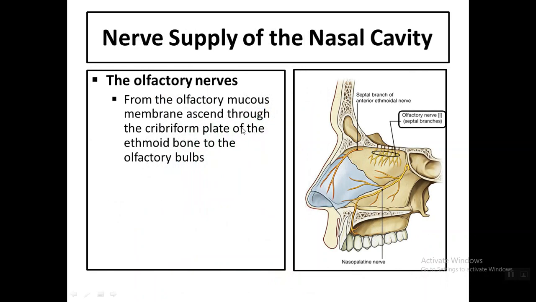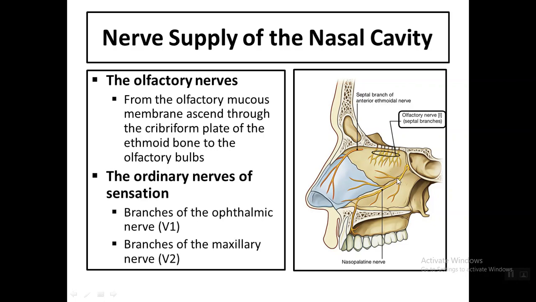What is the nerve supply of the nasal cavity? We have two types of nerve supply. First, olfactory nerves, which are for the sense of smell. Olfactory nerves from the olfactory mucous membrane, which is near the superior concha on the roof of the nose, ascend through the cribriform plate of ethmoid bone to the olfactory bulb.